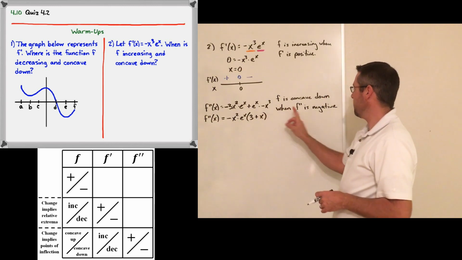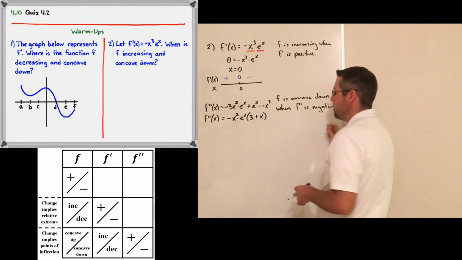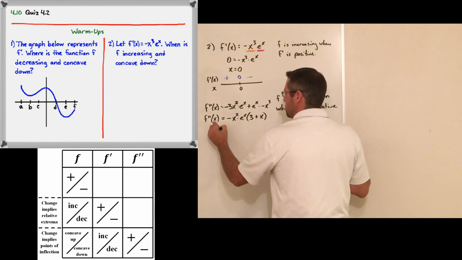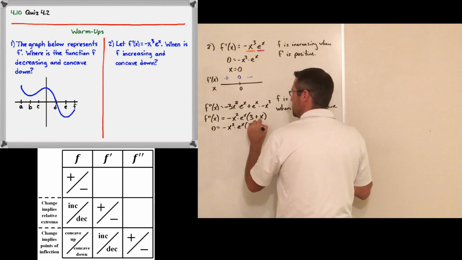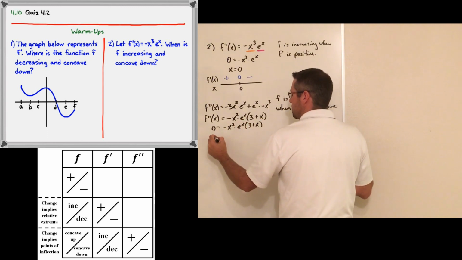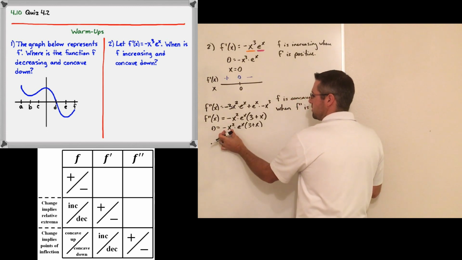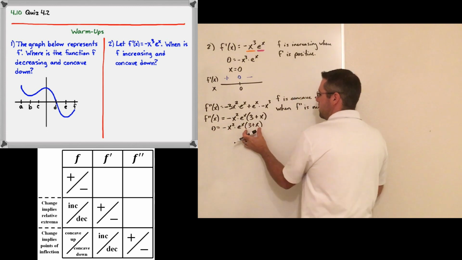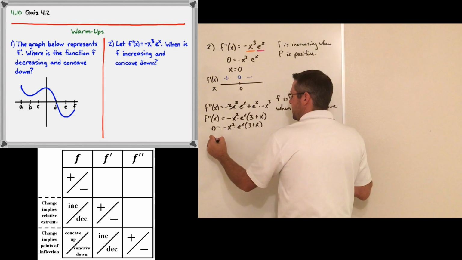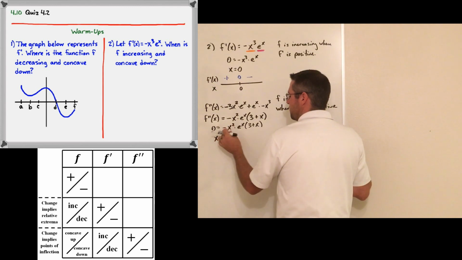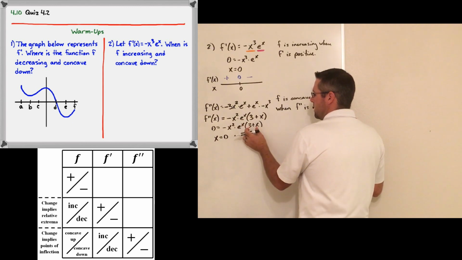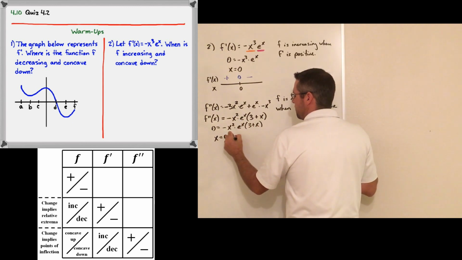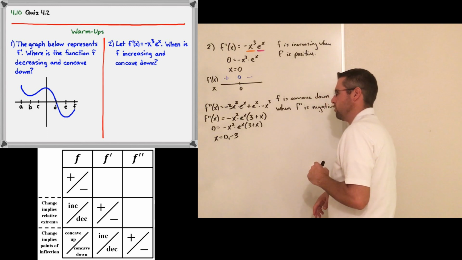We're looking for when f double prime is negative. Well, then we have to set f double prime equal to 0. So 0 equals negative x squared times e to the x times 3 plus x. And this function is equal to 0 either when this term is 0, this term is 0, or this term is 0. We could say that happens when x equals 0 for this one. E to the x is never 0, so we don't have to worry about that one. And then when x is negative 3, we also know f double prime is 0.